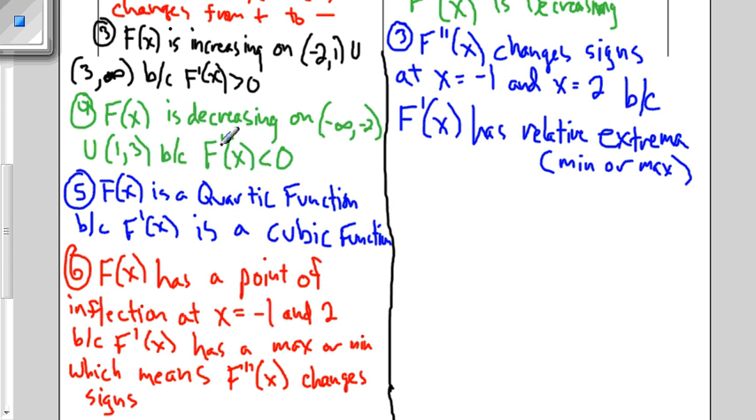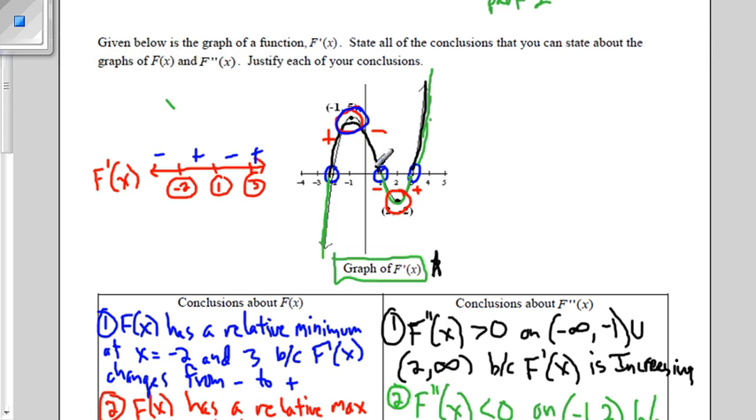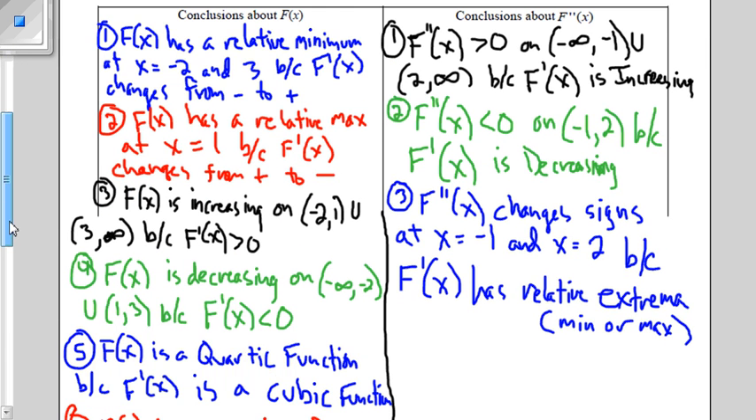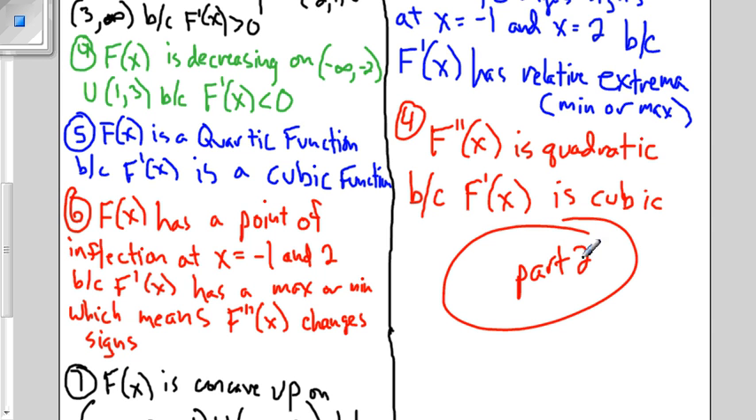The next conclusion says the second derivative changes signs at x equals -1 and x equals 2. How do I know that? Because the derivative has relative extrema, which means mins or maxes, which I already have right here. We've talked about that before, but wherever there's a min or a max on the first derivative, the second derivative must change signs. And the second derivative must be quadratic because the derivative is cubic. That's it for part 2 notes of day 35.